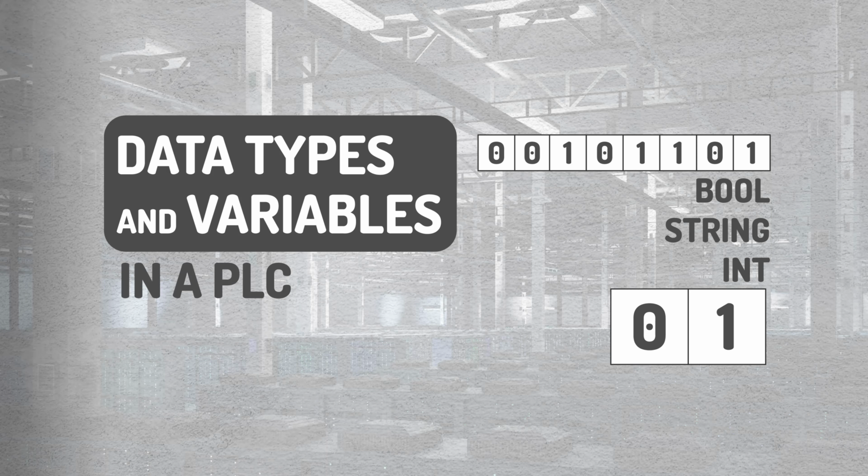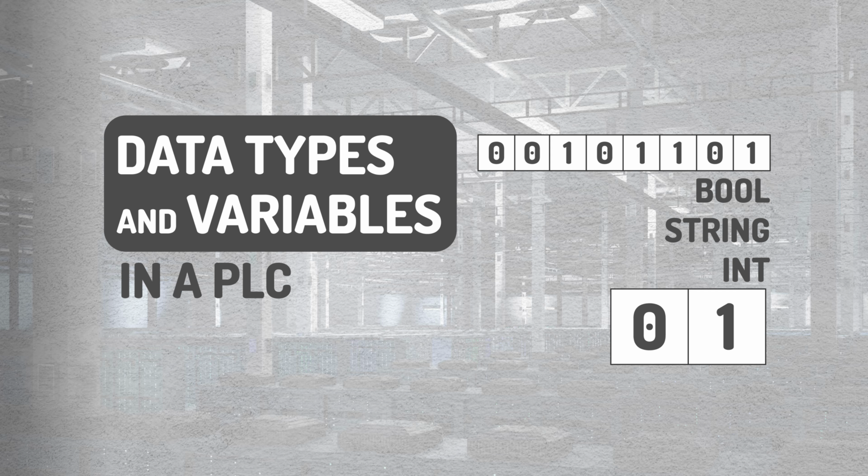Here we are going to learn what kind of information a PLC can handle, and how we can store it to later use it in the program. In other words, we will talk about data types and variables. Data types determine how information is stored, interpreted, and processed inside the controller.